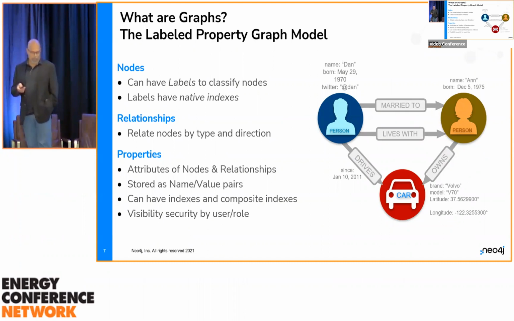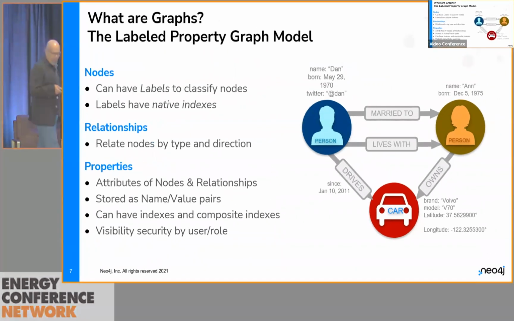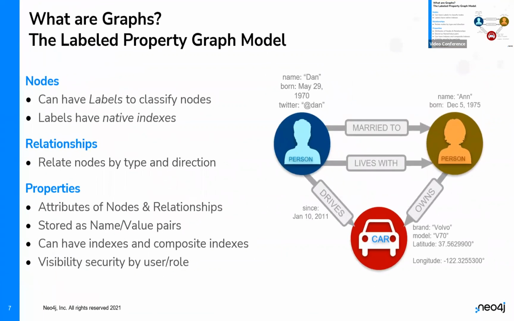In this particular graph, I have a node for a person named Dan, and a node for a person named Ann. And guess what? Dan is married to Ann, and Dan also lives with Ann. You can see what's happening here in this graph. It's a very, very simple graph. It's a common graph that a lot of us actually inhabit.